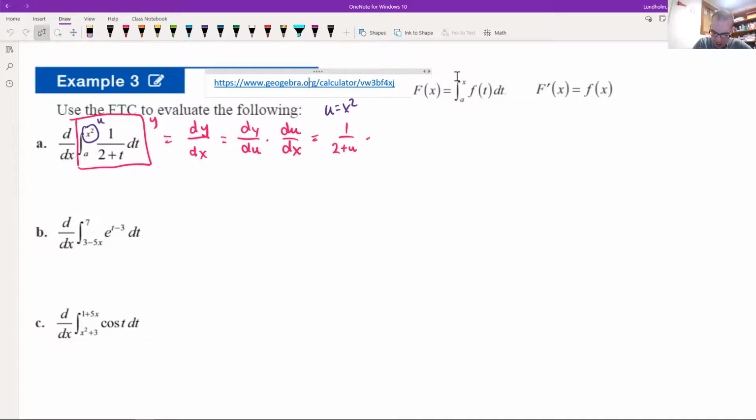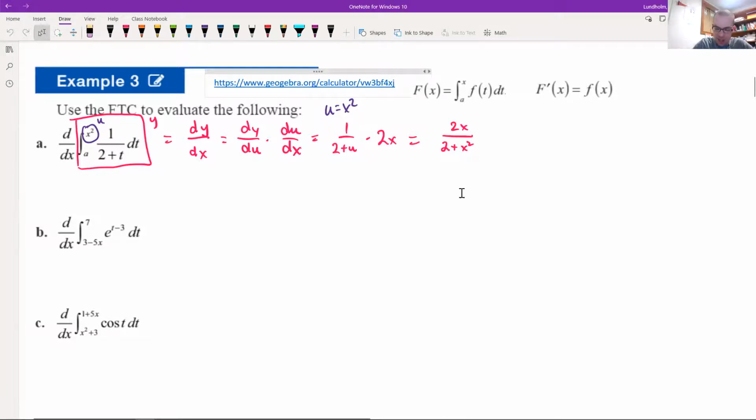And then the next part, the derivative of u with respect to x is 2x. And so what ends up happening is we get 2x over 2 plus x squared as the function that ends up coming out of this. We've performed the chain rule in taking this derivative with respect to x, and we get 2x over 2 plus x squared.